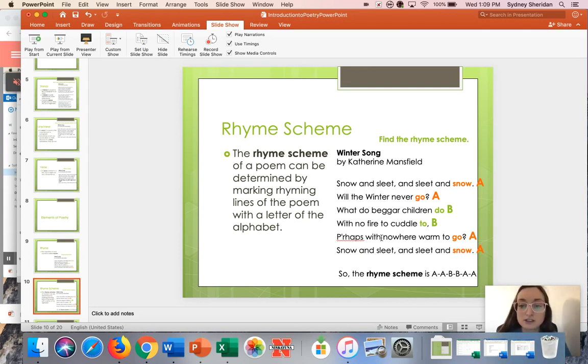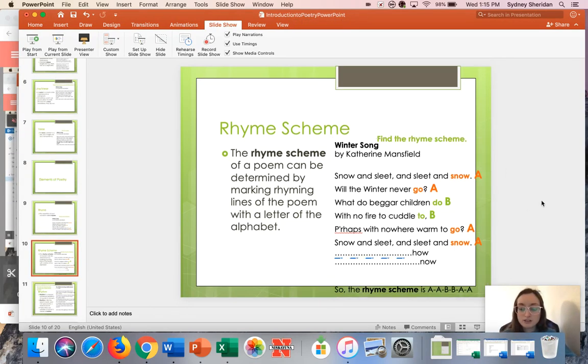Now, if we look at the last lines here, we have the word go and we have the word snow. Now, I noticed that they used the letter A to mark these lines of poetry for their rhyme scheme. And that's because these words have the same rhyming sounds as these words: snow, go, snow. Those are all rhyming words still, right? So we can mark those with the same letter of the alphabet.